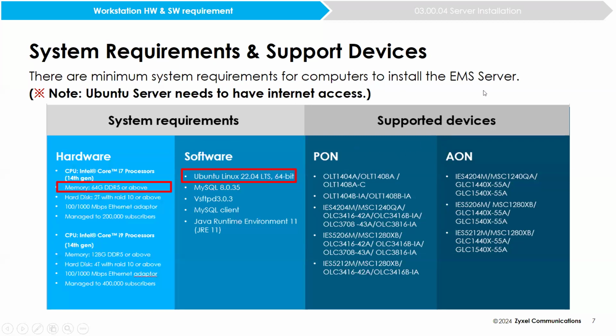And the supported devices supported by the EMS system are listed here. As you can see, the EMS system can support the previous GPON systems, such as the OLT 1408 and the OLT 3416.428. And the new system can also support our latest OLT cards, for example, the 3416-IA and the 3816-IA as well. Please note that our EMS system won't support OLT 2406 anymore.